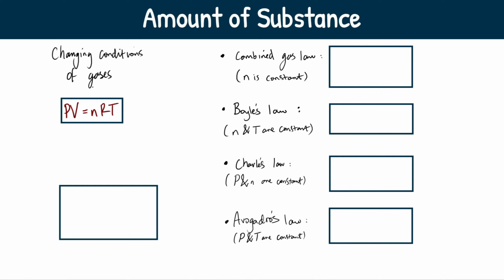Right, good old PV equals nRT. This is going to be regarding changing conditions, okay? So this is our standard PV equals nRT equation. Let's rearrange this quickly and look at how you can use it when conditions are being changed and some are remaining constant. So if we take everything to this side to make it PV divided by nRT, this we can think of as our joint or combined gas expression, okay?